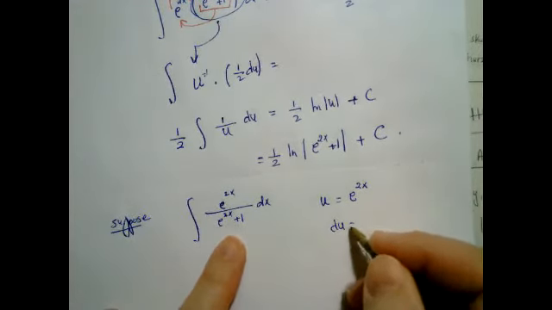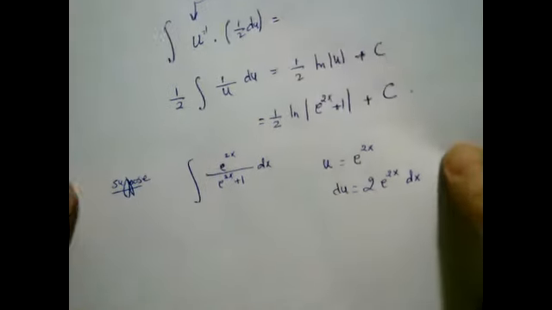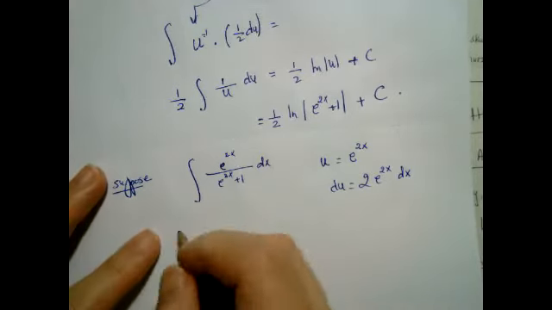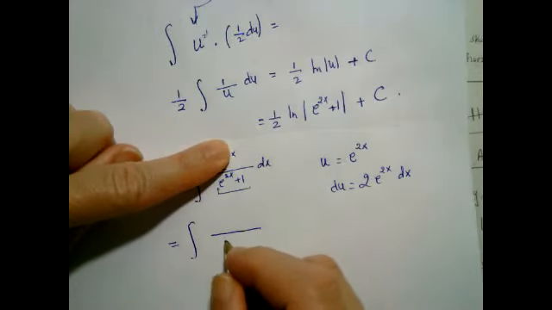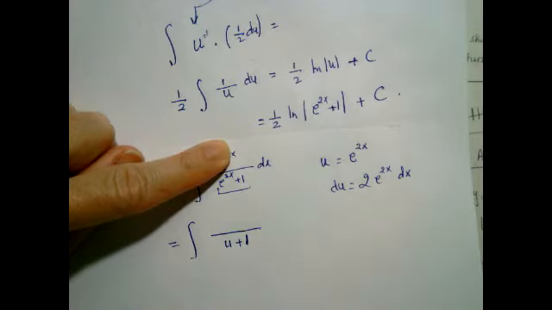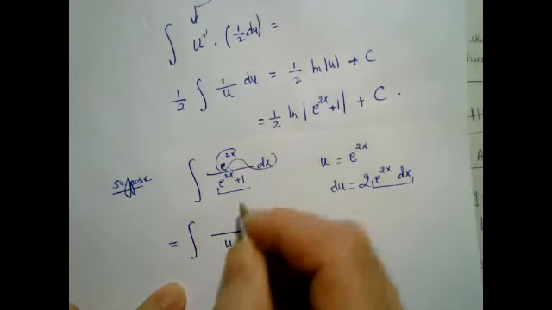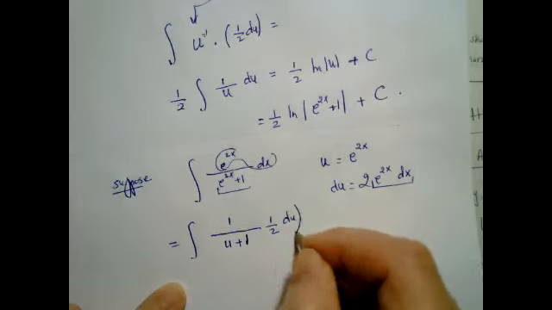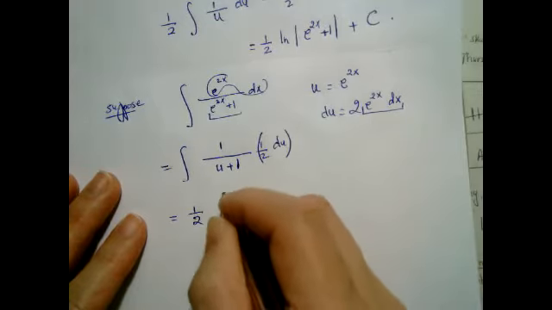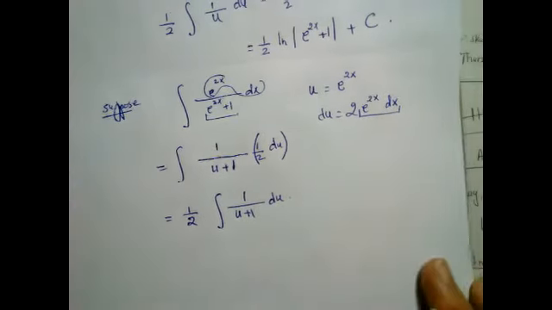So the du is 2e to the 2x dx. And now I substitute verbatim. Let's see what I get. The e to the 2x will give me u plus 1 in the denominator, and the e to the 2x in the numerator is going to give me basically my half du. So I can pull the half out. What we're doing is absolutely correct. It's the integral of 1 over u plus 1 du.